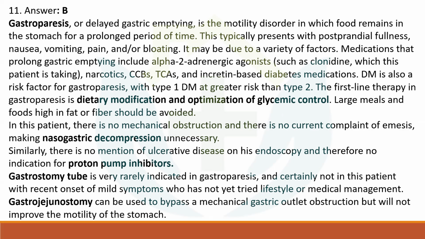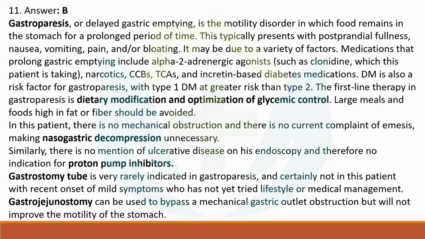First line therapy for gastroparesis is dietary modification and optimization of glucose control. Large meals and foods high in fat or fiber should be avoided. With dietary modification and optimization only, most gastroparesis patients respond, so there is no need to go for other things. We'll rule out the other options.